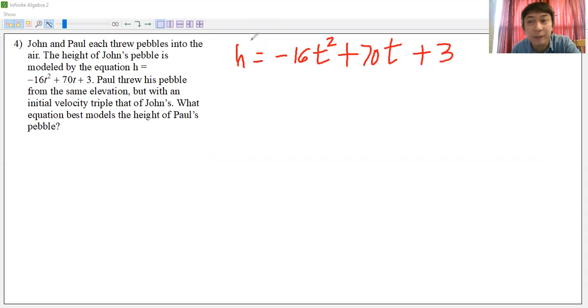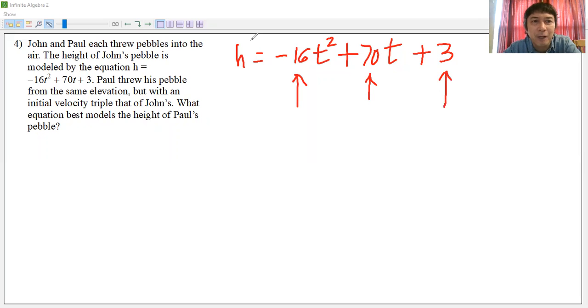You know very well the negative 16 is the acceleration. The 70 is the initial velocity, and the 3 is the position of the object, the pebble. So the continuation is Paul threw his pebble from the same elevation. That means the same 3. Remember, this is the acceleration of gravity. This is the initial velocity, and the initial position is the 3.